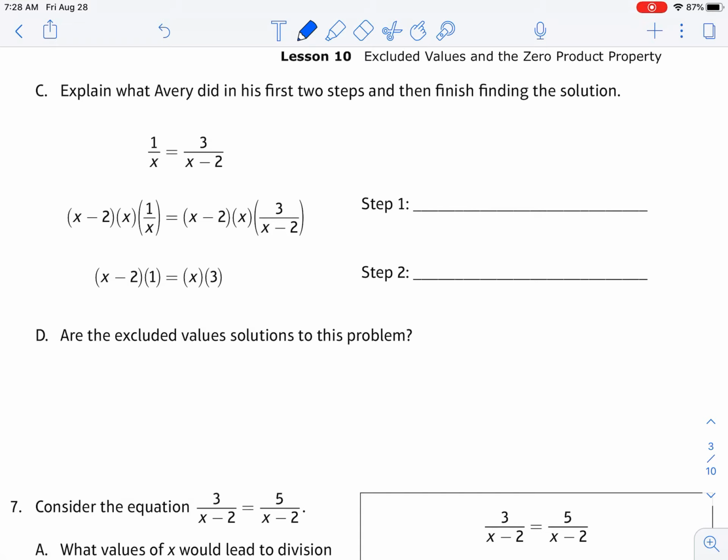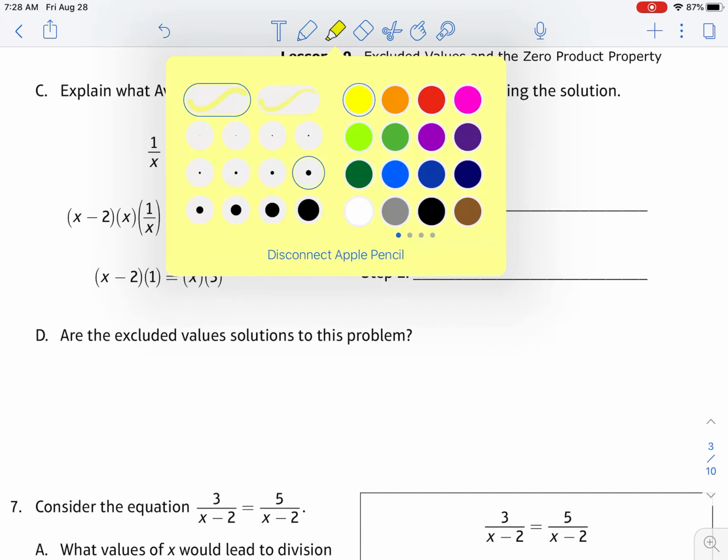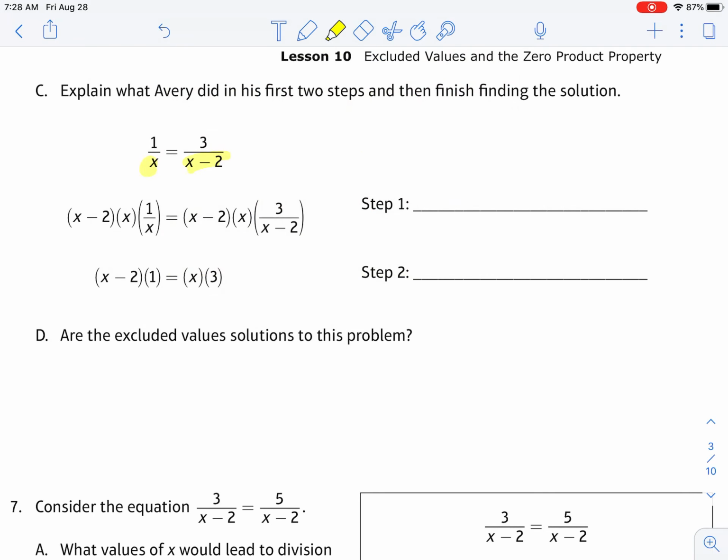What happened here is, look at the denominator. You have a denominator of x and a denominator of x minus 2. The only time you're going to have excluded values is when you have variables in the denominator. Here we have 2 different expressions in our denominator that contain variables: one is just x, and the other is x minus 2. So not only do we have variables in our denominators, we have different expressions, which means we're going to have two excluded values.